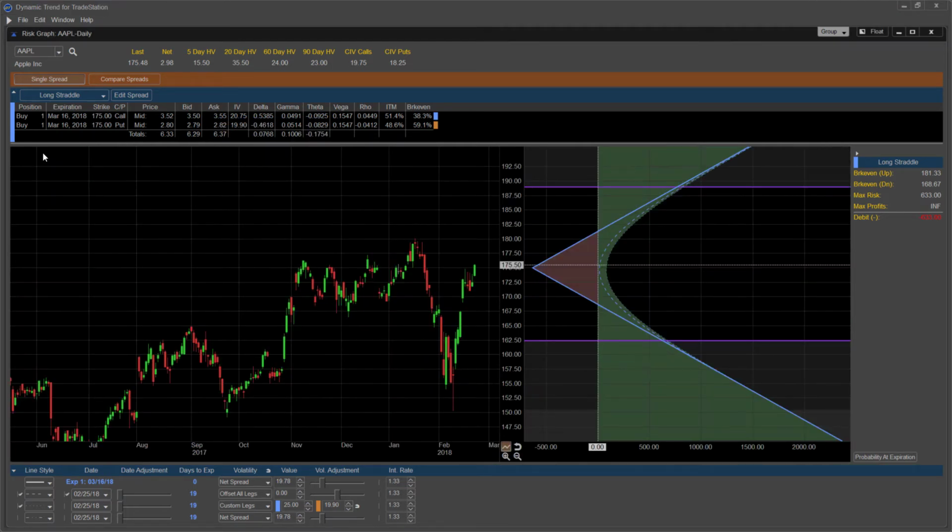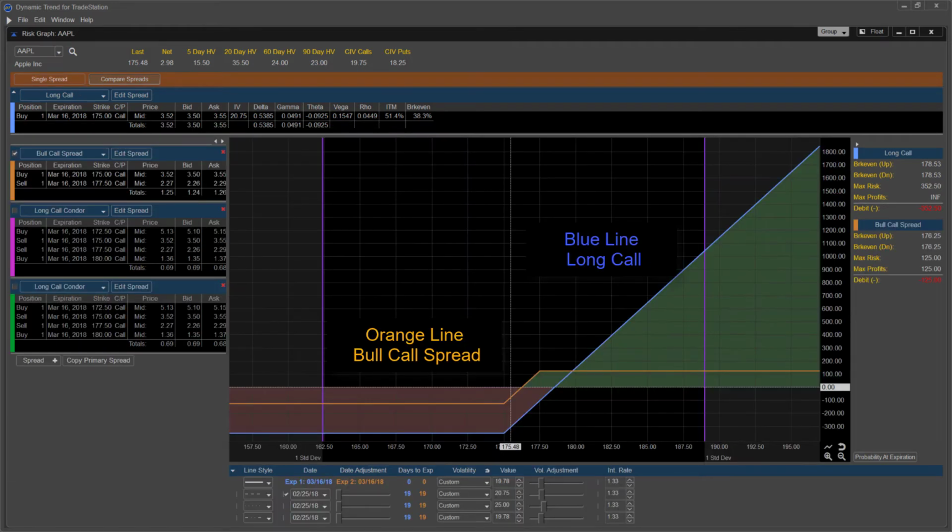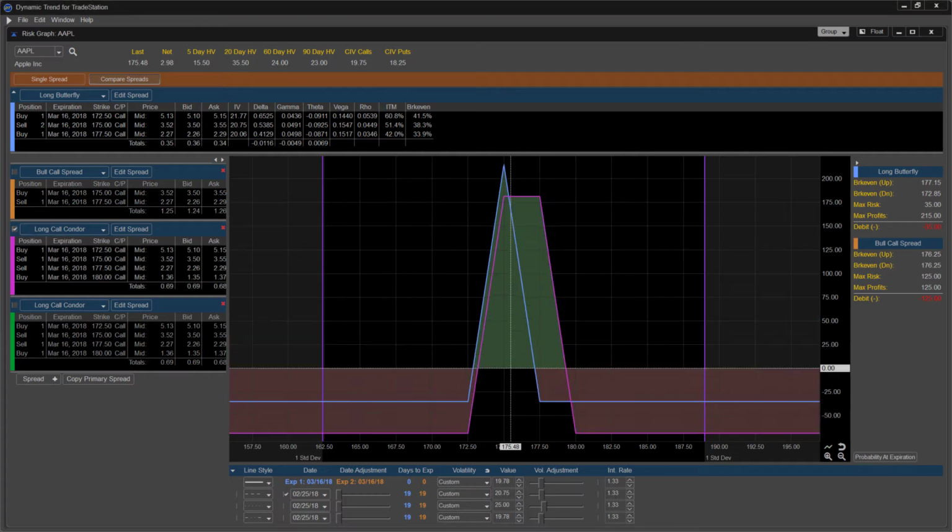You can display profit and loss side by side with a chart. You can compare two spreads. Here is a call versus bull call spread. Build various spreads and compare. Once you complete your analysis, click the spread to trade.